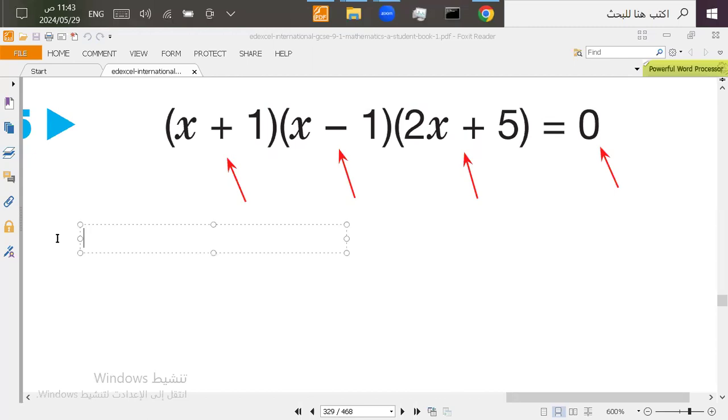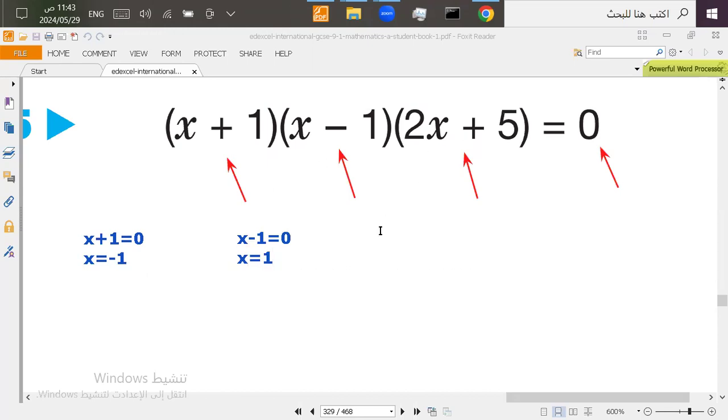Let's start with the first one. So x plus 1 will equal 0. It means we will take the 1 to the other side, so x equals negative 1. That's the first value of x. Second one, x minus 1 equals 0. We take the negative 1 to the other side, so x equals 1. This is the second value.